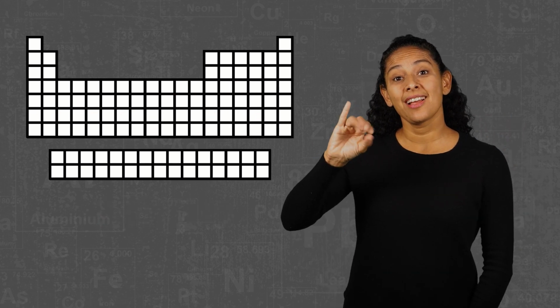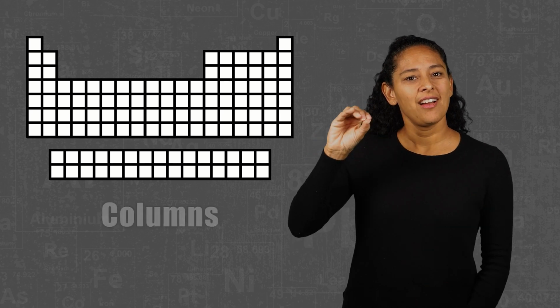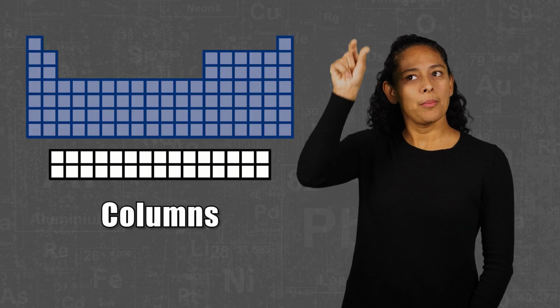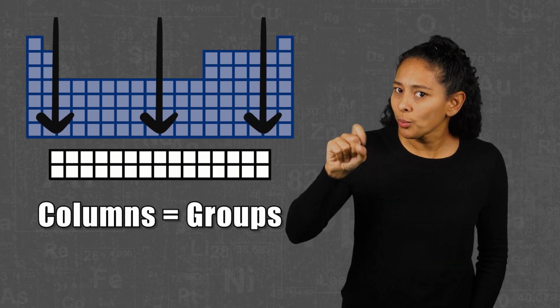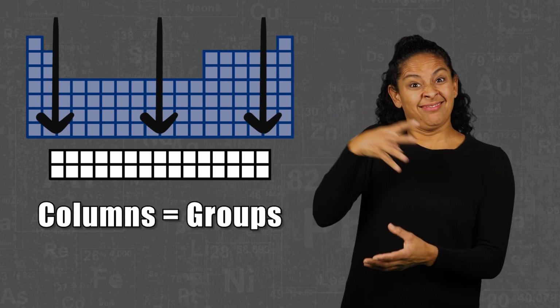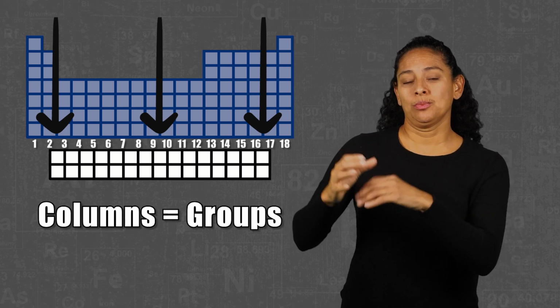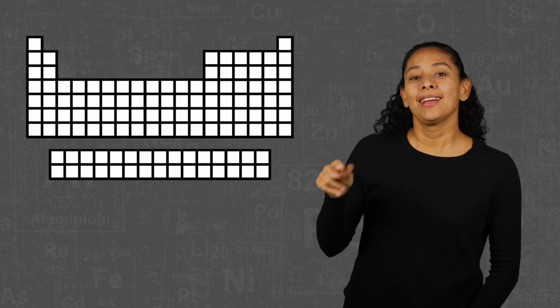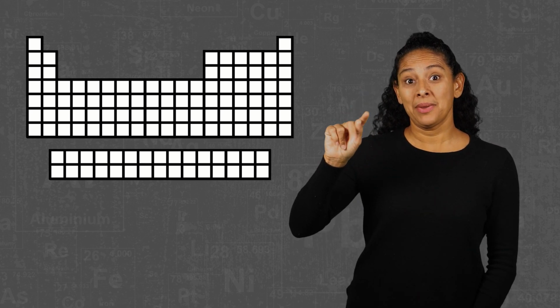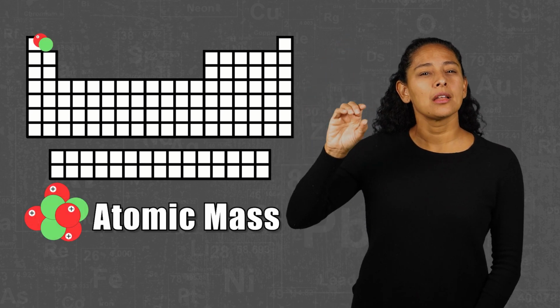The periodic table has columns that go up and down. These columns are called groups, and there are 18 groups in total on the periodic table. As you look from the top to the bottom on the table, each element gets a little bit heavier in atomic mass.